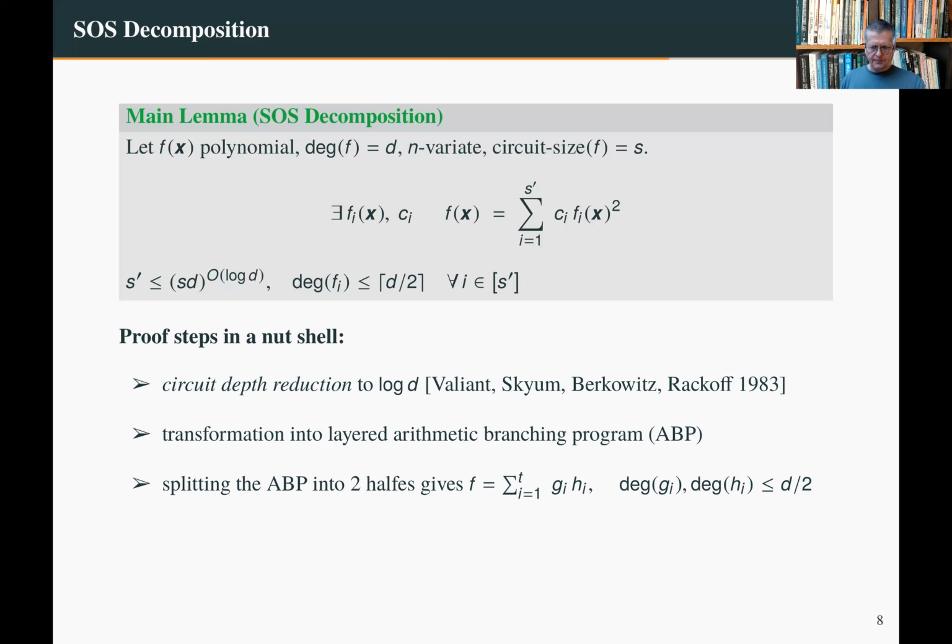So once you have this, then we are done, because then we can again write f as a sum of squares representation, as we have already seen earlier. So from what we did here, you get an idea why the degree is bounded by d/2. For the size bound, you have to really go into the construction to see that this is the s' we get here. So yeah, these are the crucial steps to get this representation.